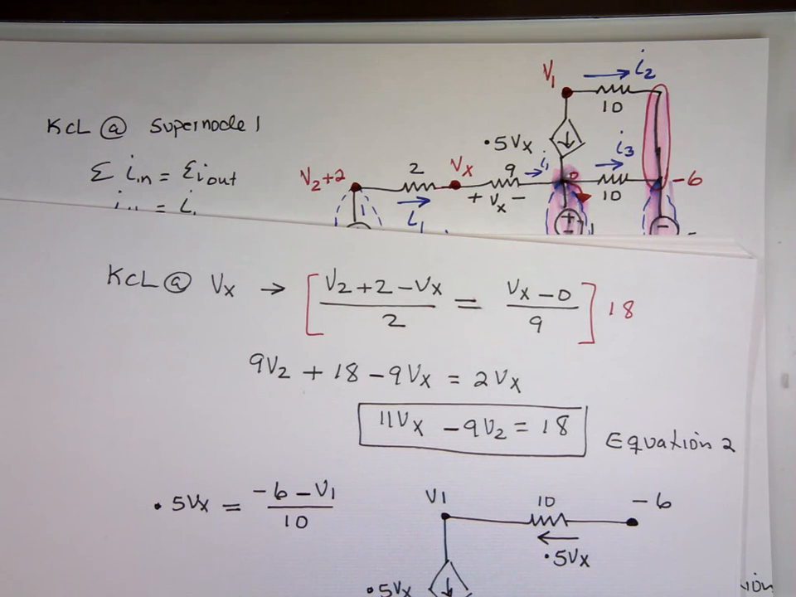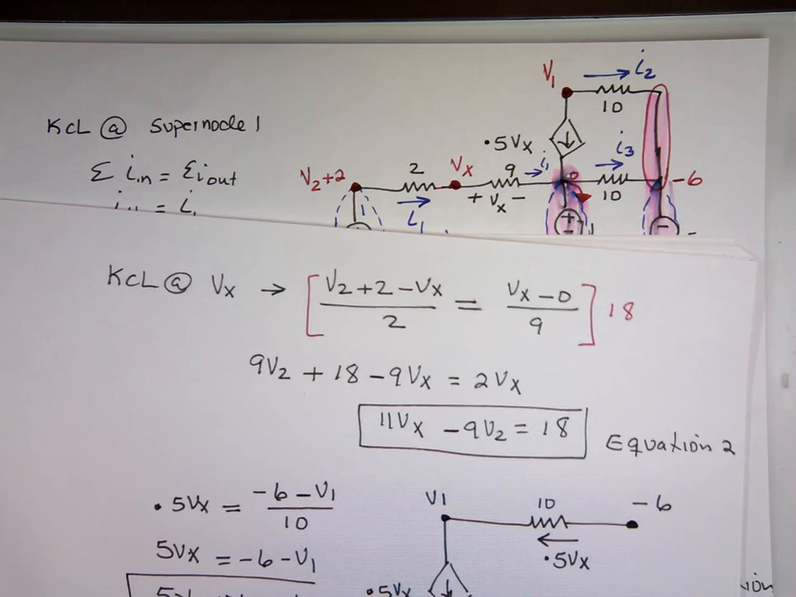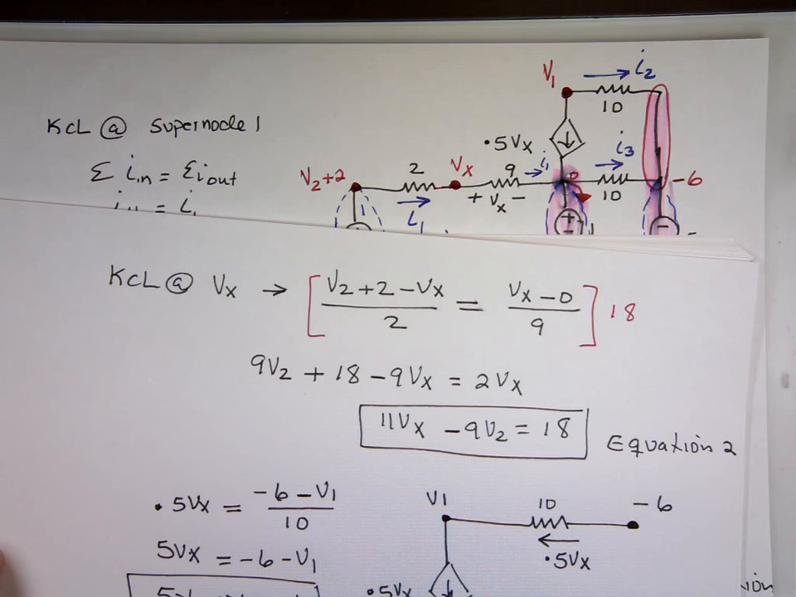Multiply by 10. 5Vx equals -6 minus V1. 5Vx plus V1 equals -6. And what do you know? Now you get your third equation. Equation number 3. Here's my 3 equations.